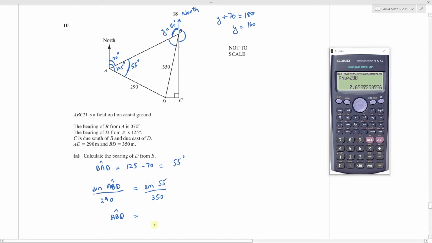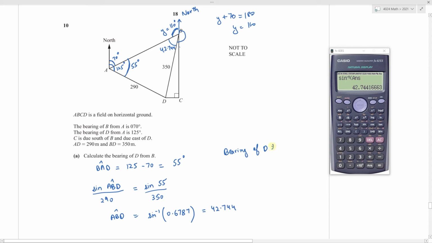And then ABD will be the sine inverse of this. So sine inverse of 0.6787. Let's take the sine inverse of this. So this is 42.744. So this angle here is 42.744. Now I can find the bearing.